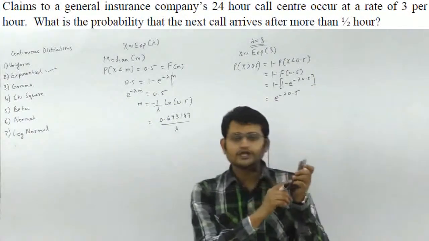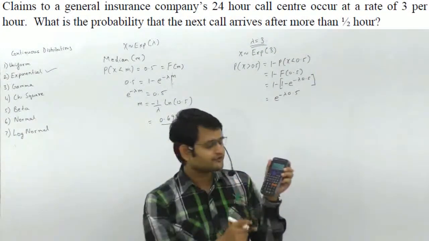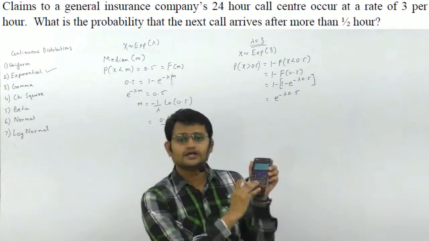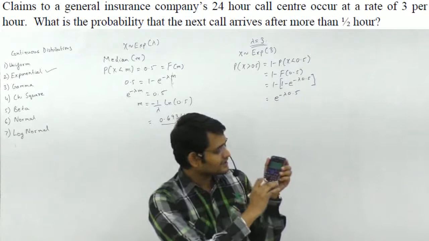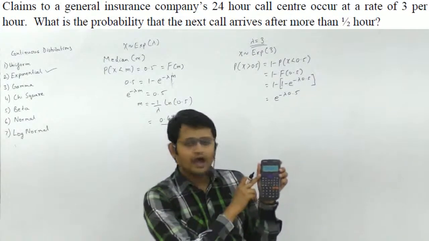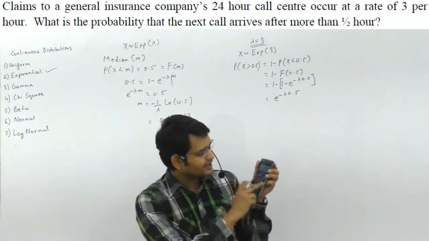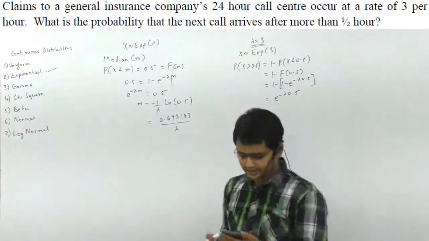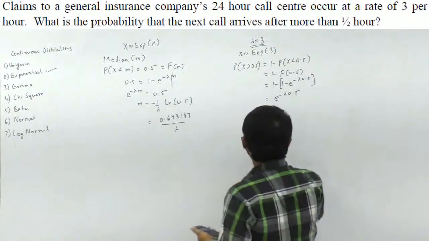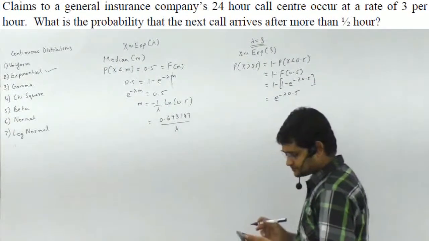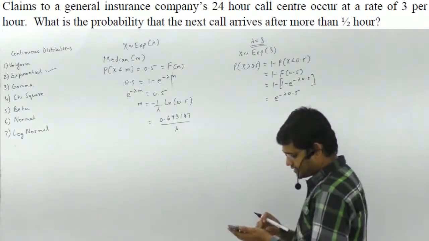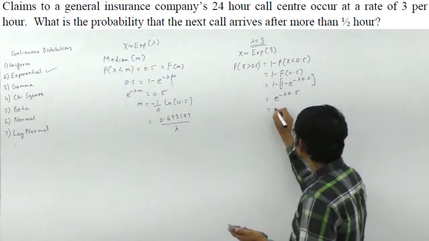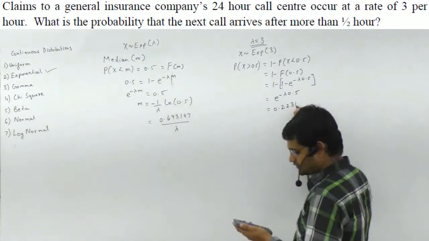Now how to get e raised to? Simply press shift and then the ln button. So that is e raised to. All the things that are written in yellow can be accessed after pressing shift, and all the red things written can be accessed after pressing alpha in our calculator. So e raised to minus 3 into 0.5 is going to give us 0.22313.